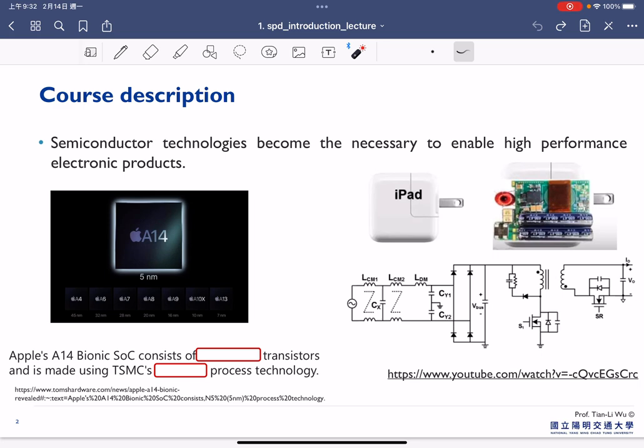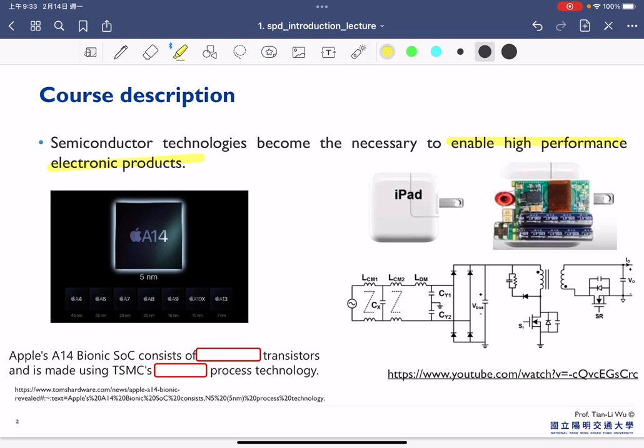As you may know, in the past one or two years the shortage of semiconductor chips has put Taiwan in the main spotlight of the whole world, because we contribute many semiconductor chips for the whole world's different system-level needs. Therefore, I believe you are pretty convinced that semiconductor technology is necessary to enable high-performance electronic products. So all of the products you have now, actually the core inside is semiconductor device technology.